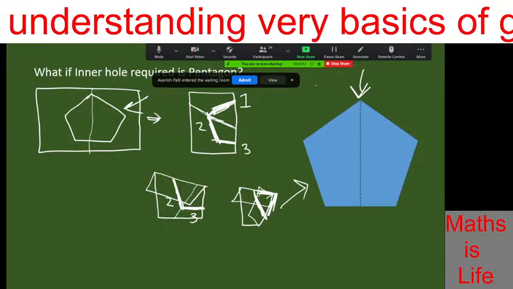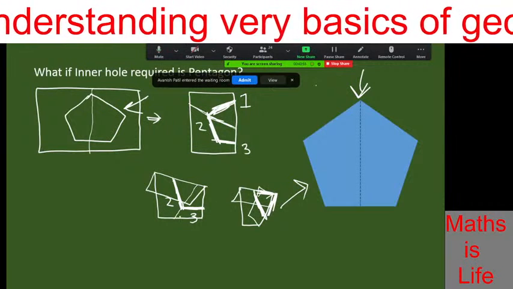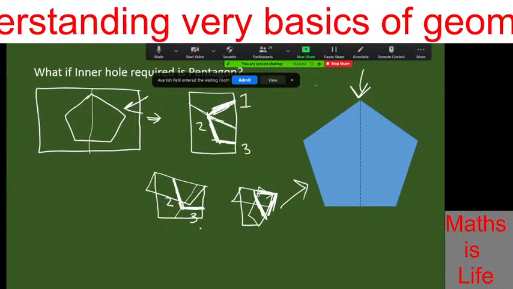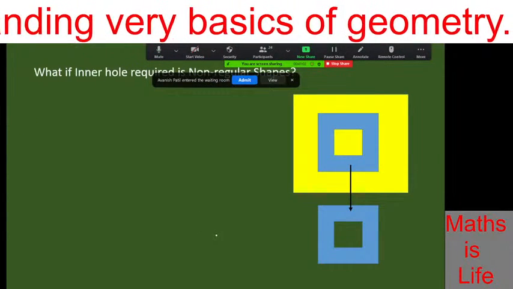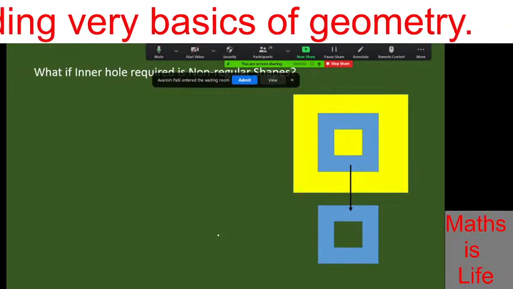Okay, so it is about geometrical shapes. Now here is one question for you. What if we have to cut out like this? This is not a regular shape, this is a special shape.